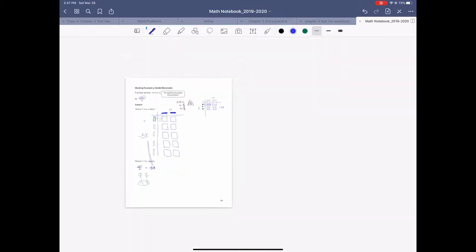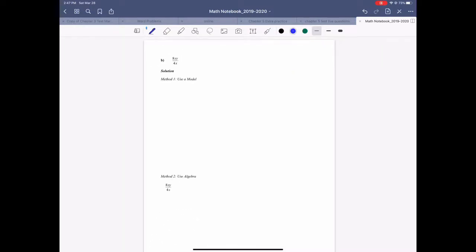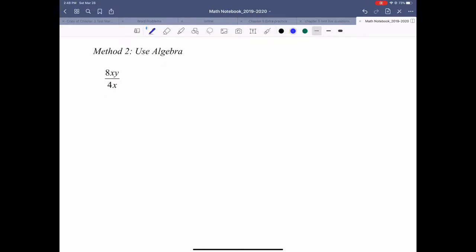Okay. Next one. This is a fun one too because it involves a y. Let's just not use the confusing, tedious, useless model. Let's use algebra first. So again, you look at the coefficients 8 and 4. If we divide 8 and 4, it gives you a 2. And then if you divide x and x, it gives you 1. 1 we can just ignore, or we can just cancel up and down to make it nothing, okay? Because 1 is nothing, and y. So basically you have 2y as the answer.